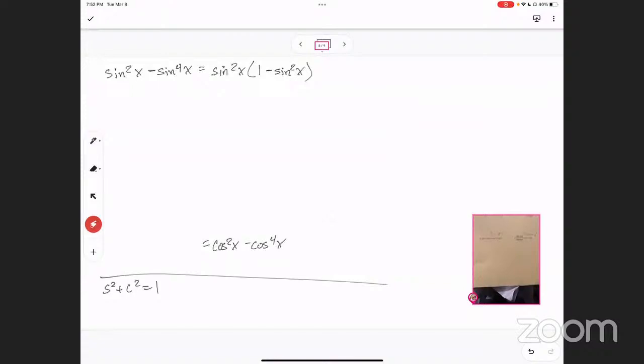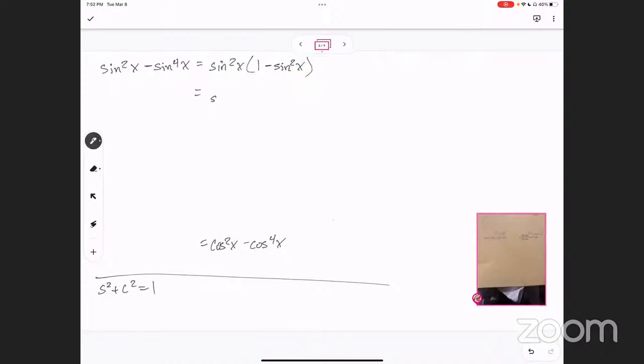What's 1 minus sine squared? 1 minus sine squared is cosine squared. It's cosine squared, that's right. So this equals sine squared x times cosine squared x. Got it? Yeah. So I converted this one to cosine squared.